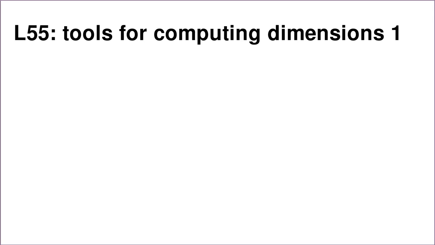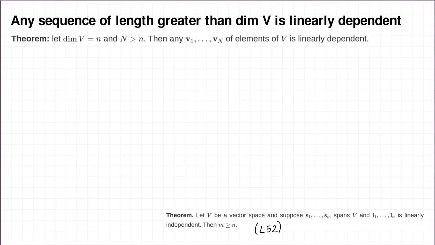In this video, we're going to prove some results which are useful for finding dimensions of vector spaces and for saying something about the dimensions of subspaces of vector spaces. The first result says that if you have a vector space V of dimension n, then any sequence of elements of V which has length bigger than n is linearly dependent.